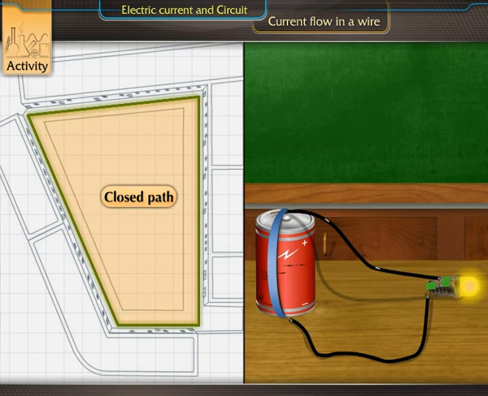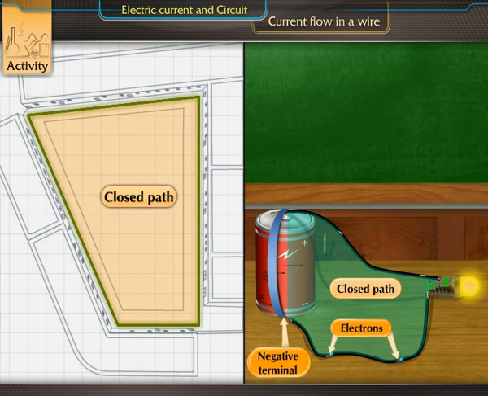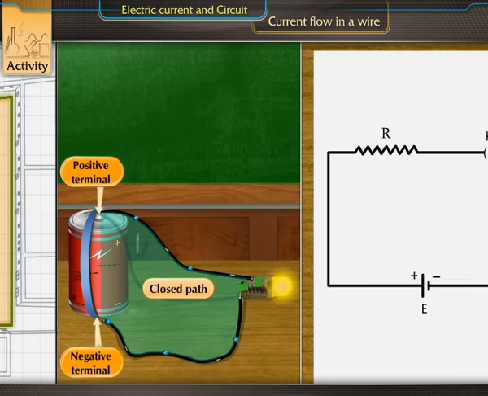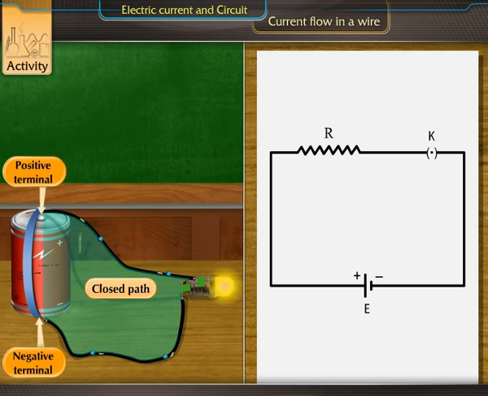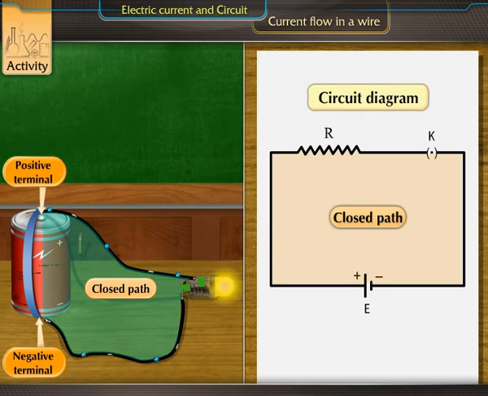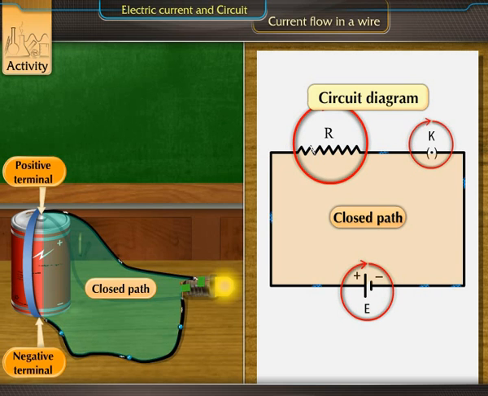Electric current needs a closed path to flow through the circuit. In an electric circuit, electrons from the negative terminal of the cell travel along a closed path and reach the positive terminal of the cell. Electrical circuits are represented by circuit diagrams, which are closed paths through which electric current flows from one point to the other. Let us understand how we can sketch a circuit diagram using symbols for various components.